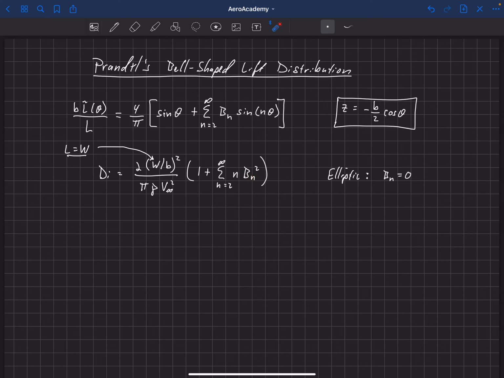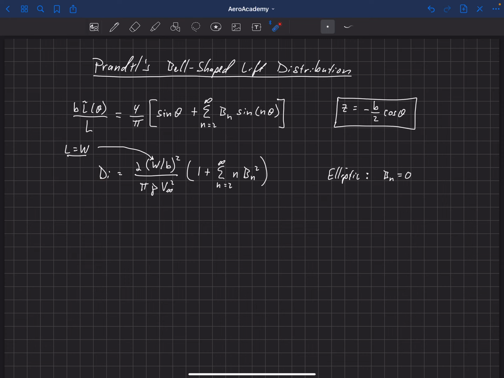Because they get squared. It's Bn squared right there. So we don't want negative values in there. Negative values are just as bad as positive values, and so all those values are going to get squared. So we want all of those to be 0, and that would minimize induced drag.